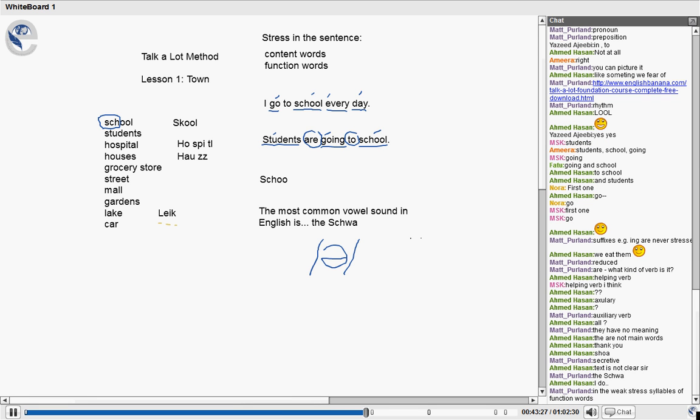Yeah. So I wouldn't say "students are going to school," but "students are going to school." And so the function words are reduced and made shorter. And this happens because of the schwa sound, really.